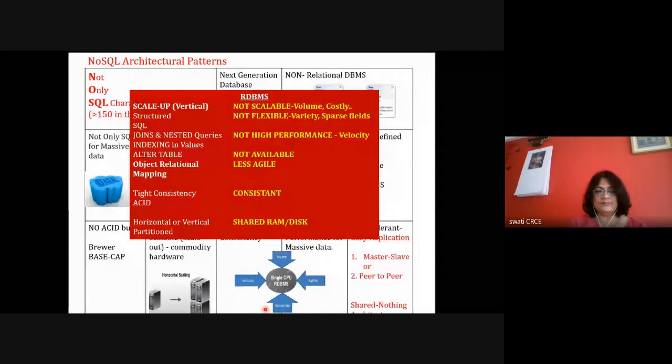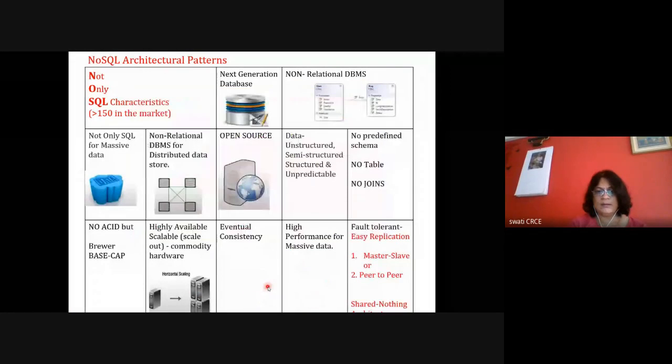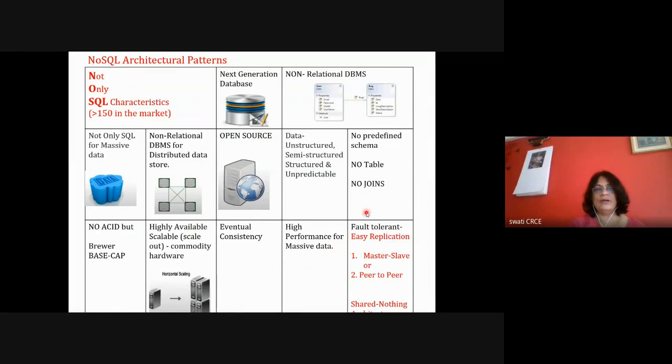But in case of NoSQL databases, for variety of data there is support for semi-structured, unstructured, and unpredictable data. So high variety data is also accessed with high performance, because schemas are flexible and the data is distributed. NoSQL is designed by thinking that your data is distributed. RDBMS is not designed by assuming your data is distributed.